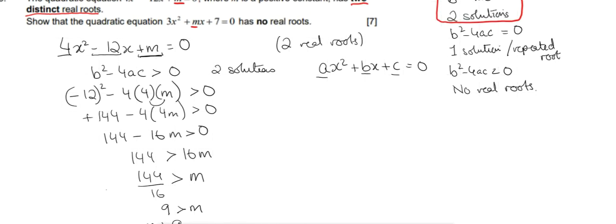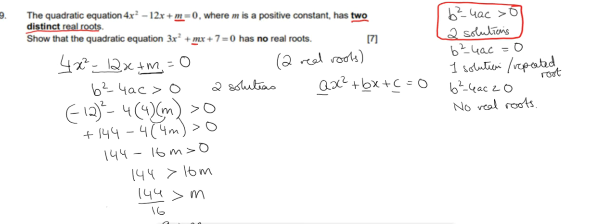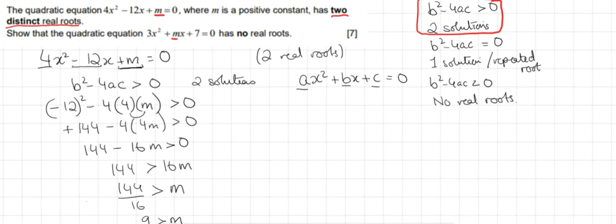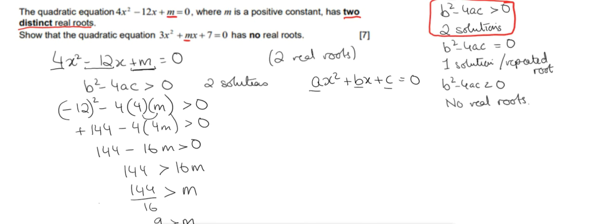Okay, let's look at the second part. So we've worked out what m is. It says show that the quadratic equation 3x squared plus mx plus 7 equals 0 has no real roots. So I'm working with this equation. Now remember that we're saying that m is all values less than 9. So we can say here m could be 8, 7, 6, 5, and all negative numbers.